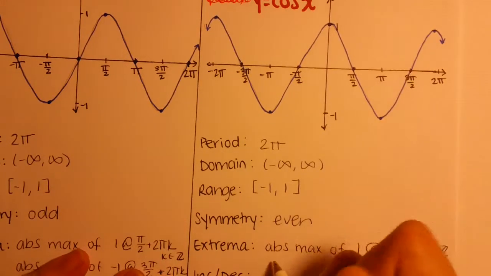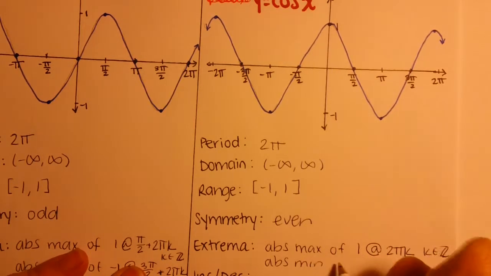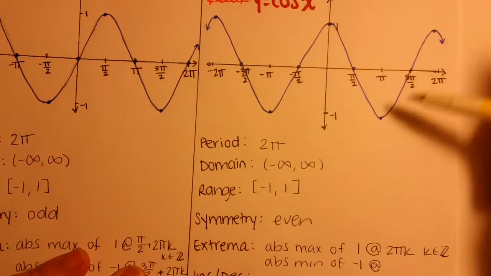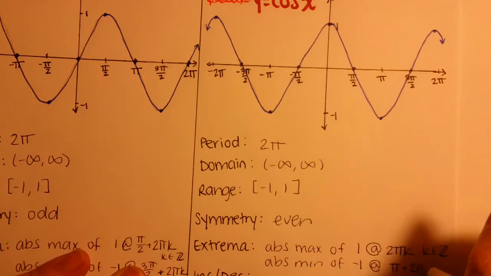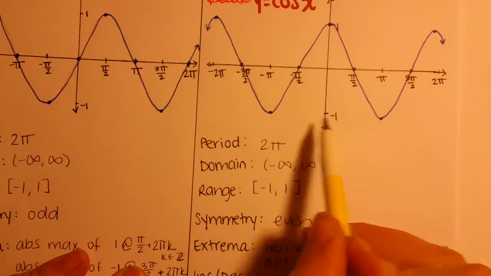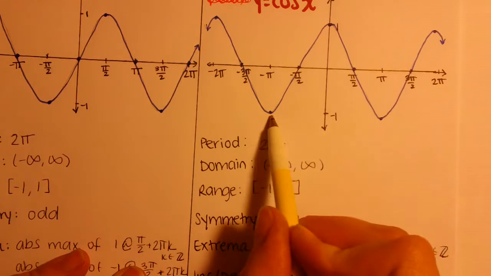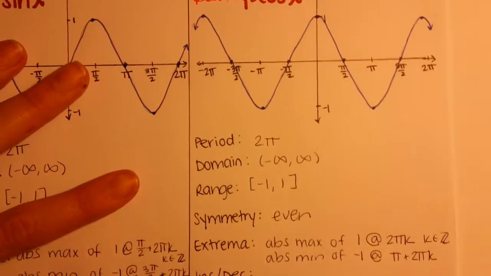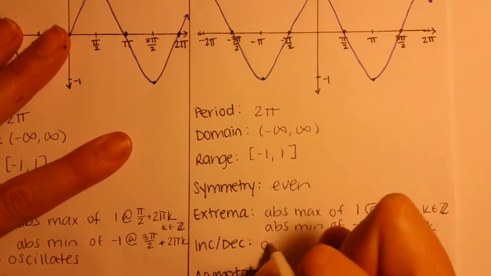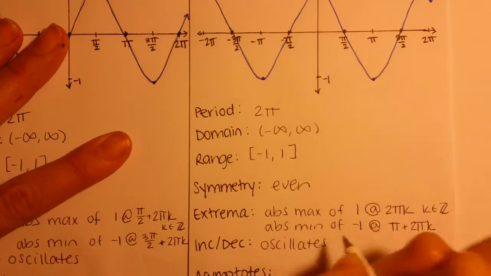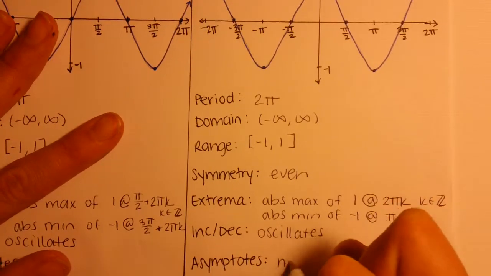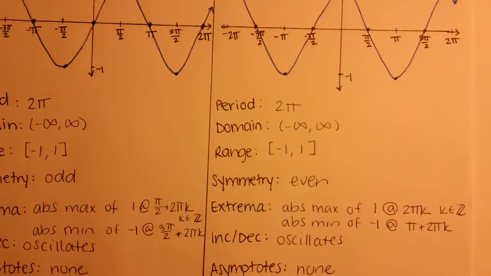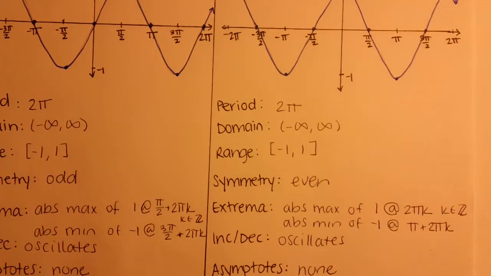And likewise, we can say we have an absolute min of negative 1. Here, our negative 1 occurs at pi plus 2 pi k. Because if we subtract 2 pi, subtract another pi, we're back at our min. It would be the same if we went the other way. Again, our function is going to oscillate. And then our asymptotes, there are none. Okay? So now let's move on to our other functions.